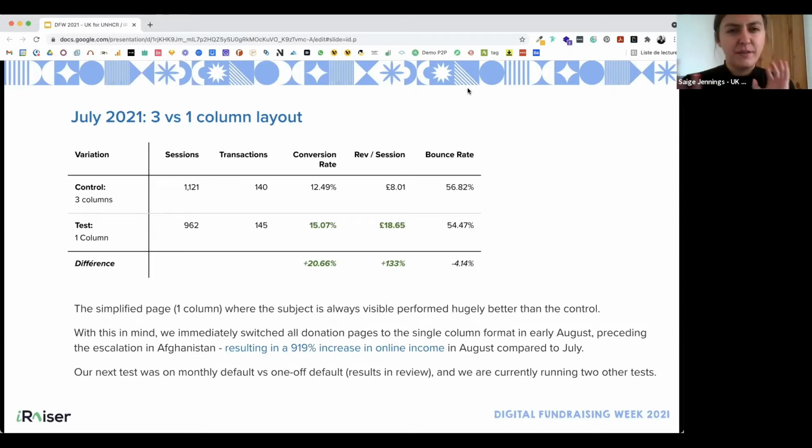This was also a bit easier for our recording internally. So we built 2 pages, one with the 3 columns, one with 1 column. And then through Google Optimize, we were able to redirect the audience and split them between the 2 pages.